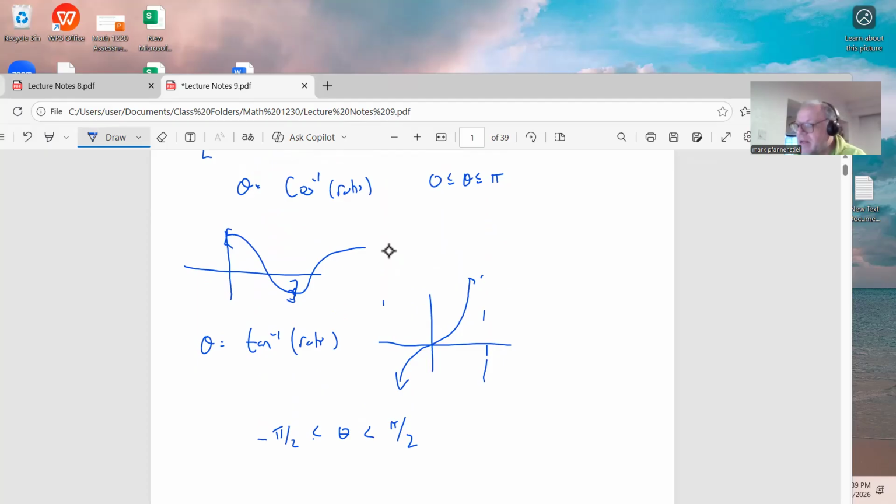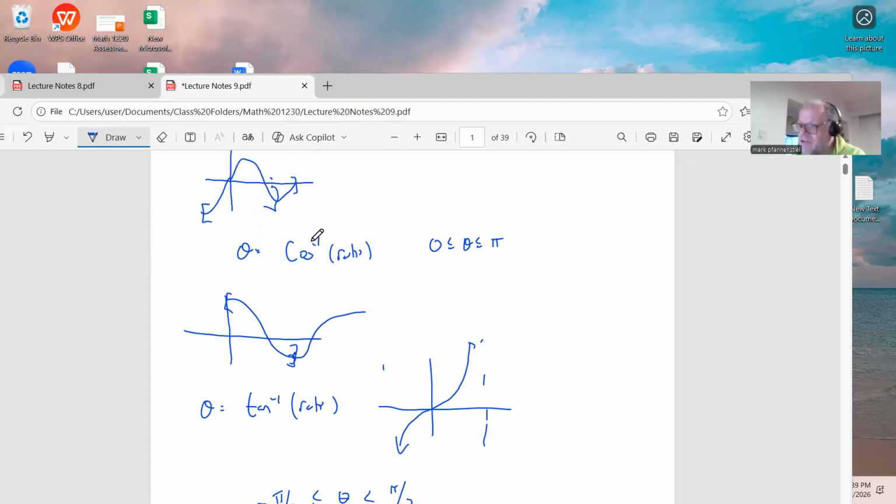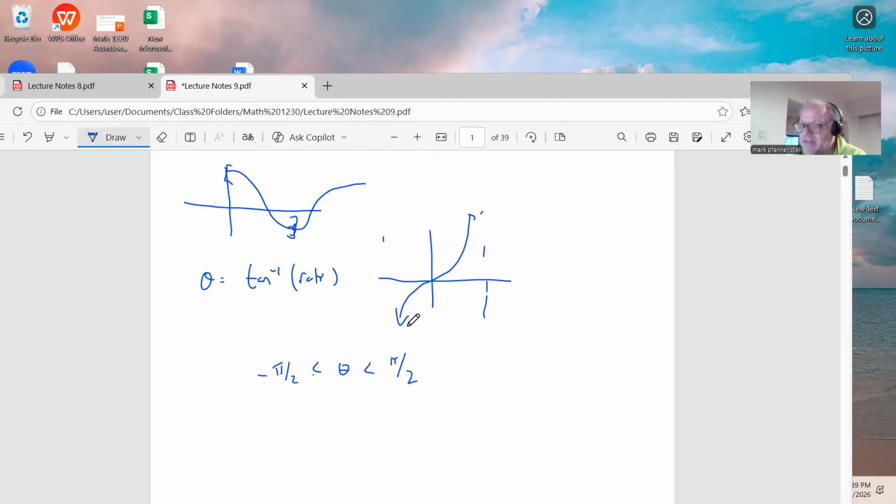Okay, so for sine and cosine, inverse sine and inverse cosine, they could be brackets. For tangent, they're going to be strict inequalities for this one. Okay, so let's go ahead and take a look at a little bit of a note.